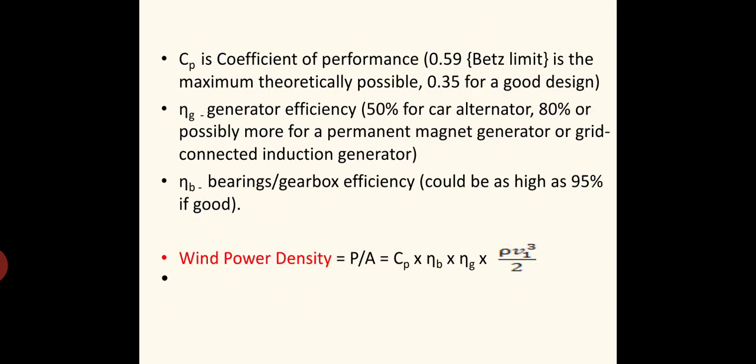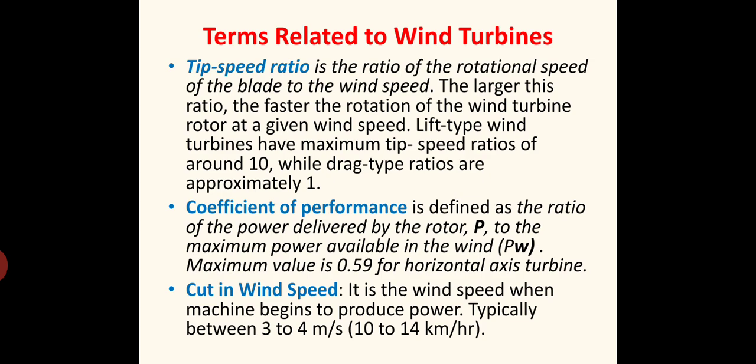See this here, Cp is the coefficient of performance, and I have told you its maximum value is 0.59, and it is defined here. It is defined as the ratio of the power delivered by the rotor to the maximum power available in the wind. I have already told that the power output from the wind turbine is much lesser compared to the power available with the wind. So that ratio is usually known as the coefficient of performance. The ratio of the power output from the wind turbine to the power available with the wind is known as the coefficient of performance, and its maximum value for a horizontal axis turbine is 0.59.